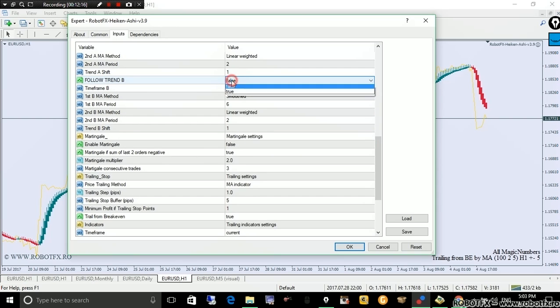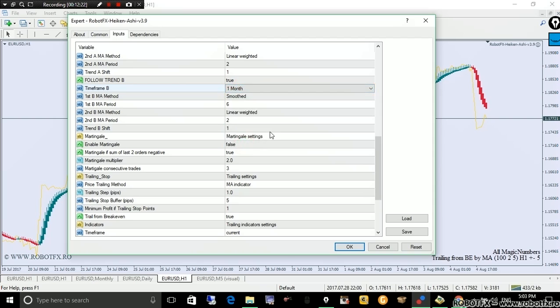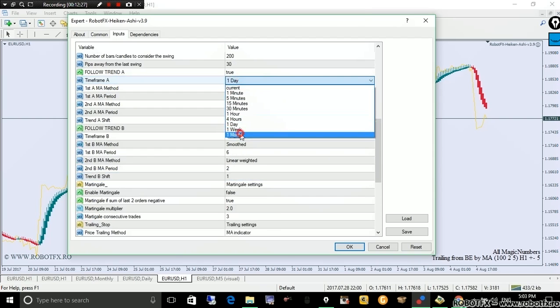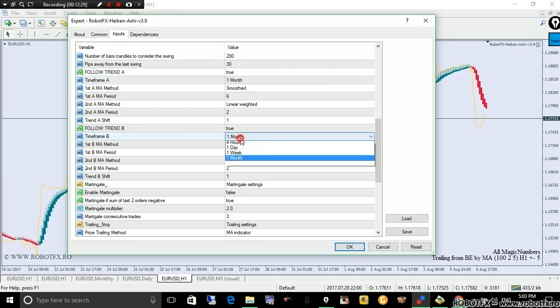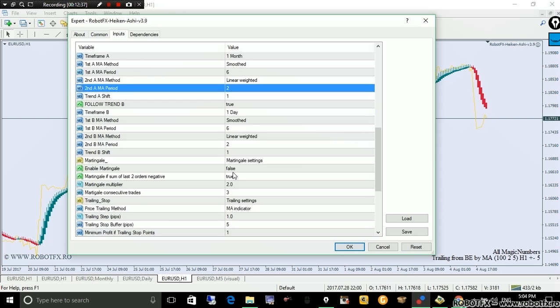Similar for trend B. Enable trend B, set it to maybe an even higher time frame. It doesn't matter the order. Trend A can be 1 month and trend B can be 1 day. It really doesn't matter. And that's all about the trend.